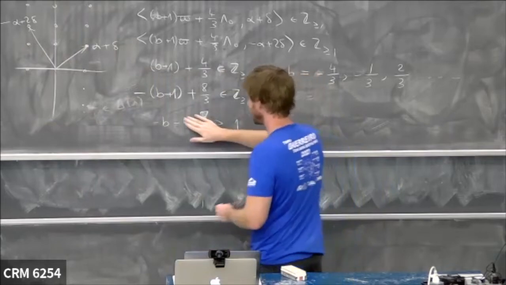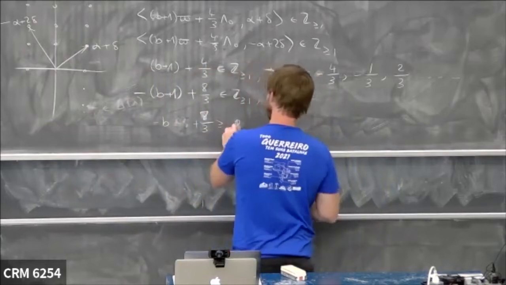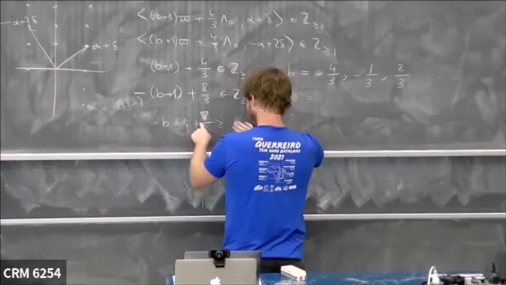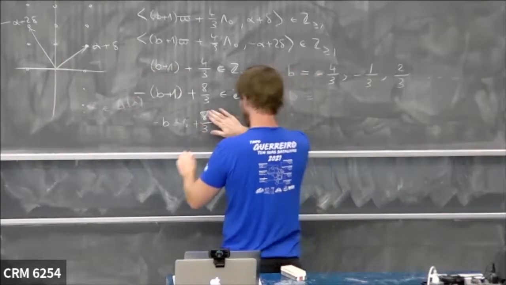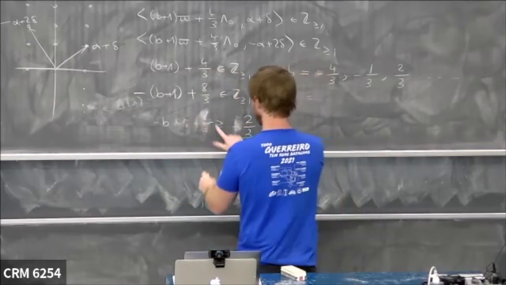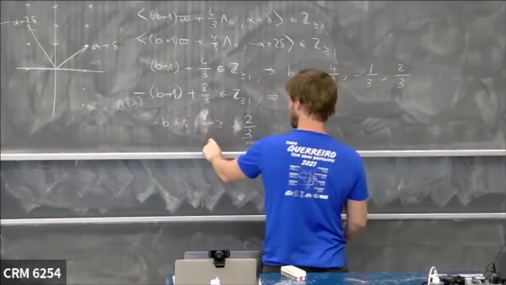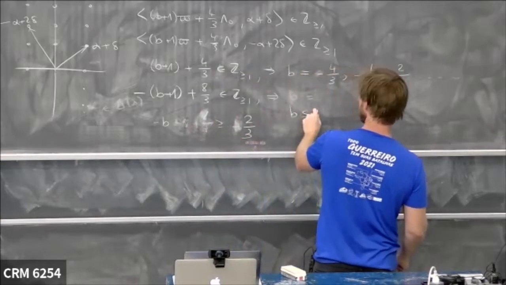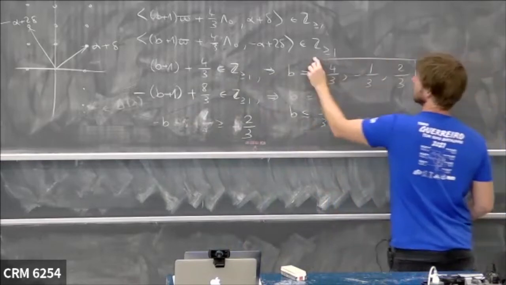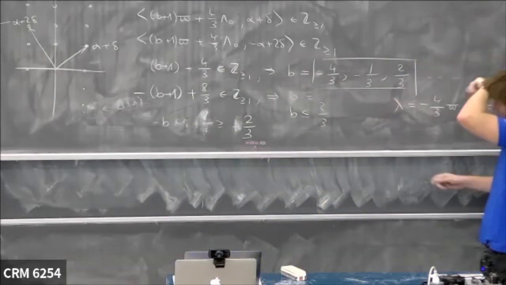Minus 1, so 2, then minus 8/3. That's 6/3. It's 2/3. So B must be less than or equal to 2/3. All right, so those are exactly the cases. So we've got, okay.